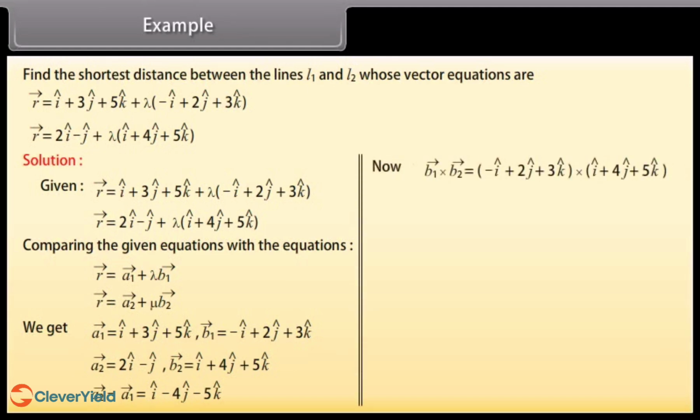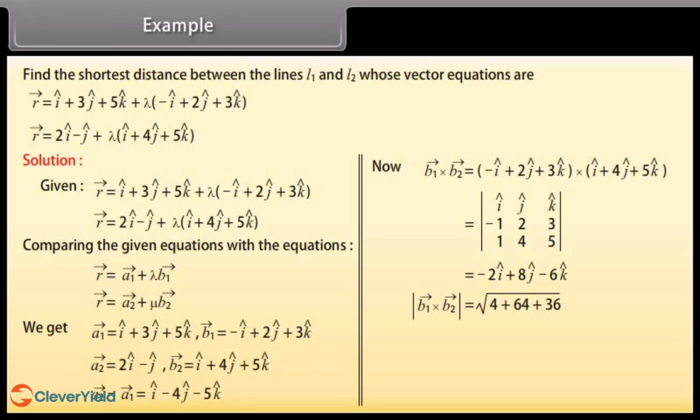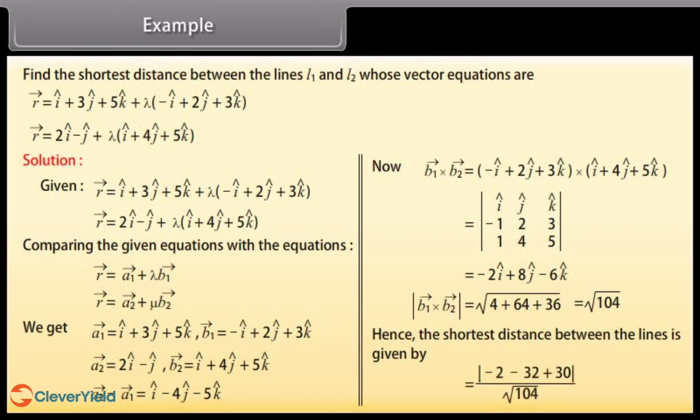Now, cross product of vector B1 and vector B2 is minus cap I plus 2 cap j plus 3 cap k cross cap I plus 4 cap j plus 5 cap k equals determinant, row-wise, first row cap I, cap j, cap k, second row minus 1, 2, 3, third row 1, 4, 5, equals minus 2 cap I plus 8 cap j minus 6 cap k. Modulus of cross product of vector B1 and vector B2 equals square root of 4 plus 64 plus 36, equals square root of 104. Hence, the shortest distance between the lines is given by modulus of minus 2 minus 32 plus 30 by square root of 104, equals 4 by square root of 104.